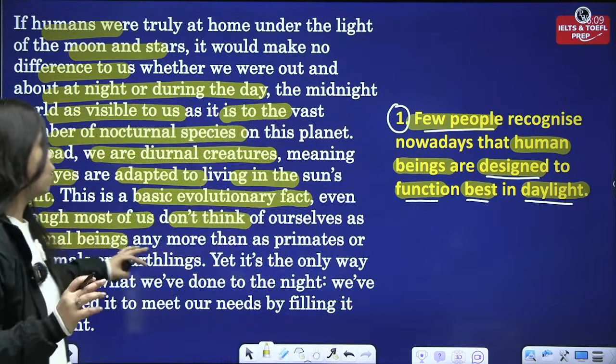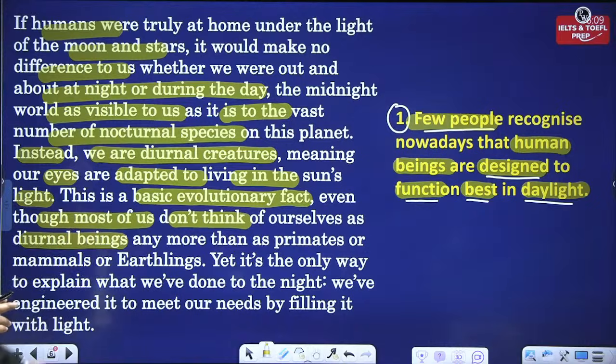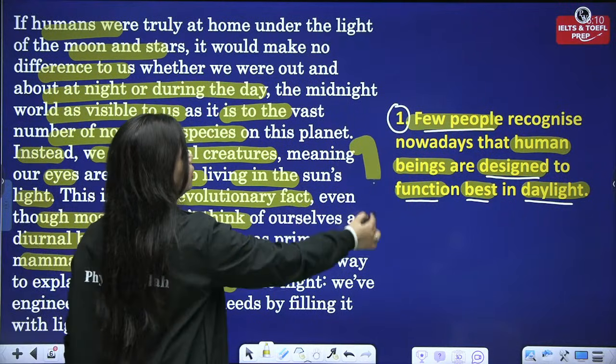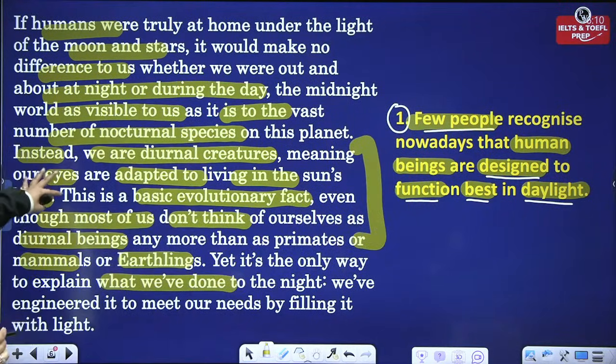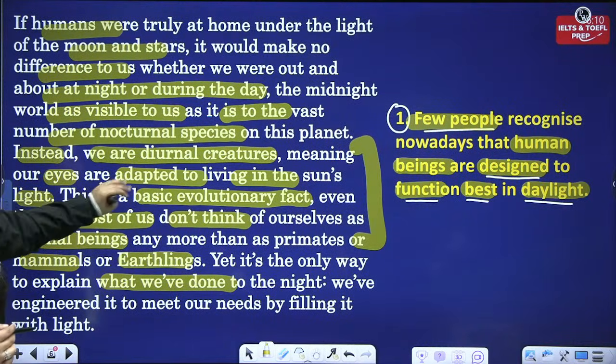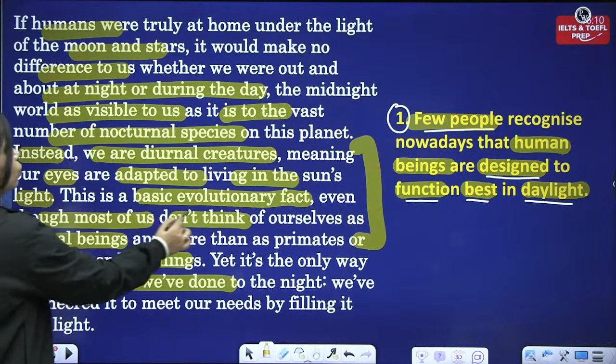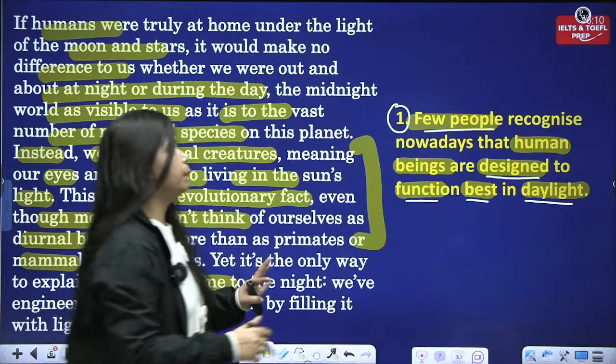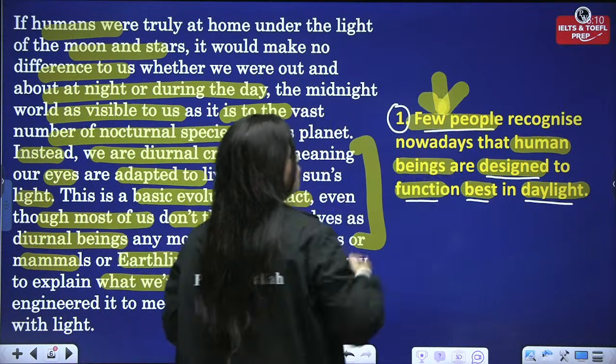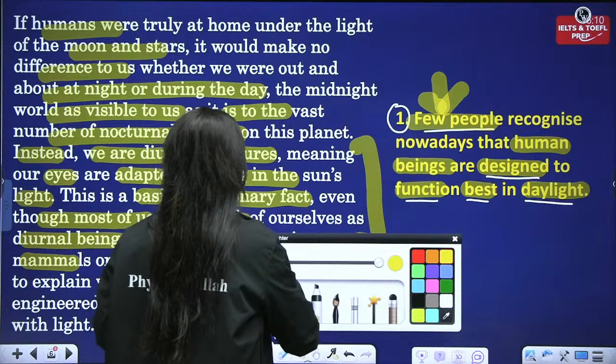But let's read forward. It says, most of us don't think of ourselves as diurnal beings any more than as primates or mammals or earthlings. Yet it's the only way to explain what we have done to the night. So basically yahan pe bahut clearly likha hua hai, this is the relevant area, that we are diurnal creatures. Our eyes are adapted to living in the sun's light, and this is a basic evolutionary fact, even though most of us deny it. Most of us deny it means few people recognize that we function best in the daylight.